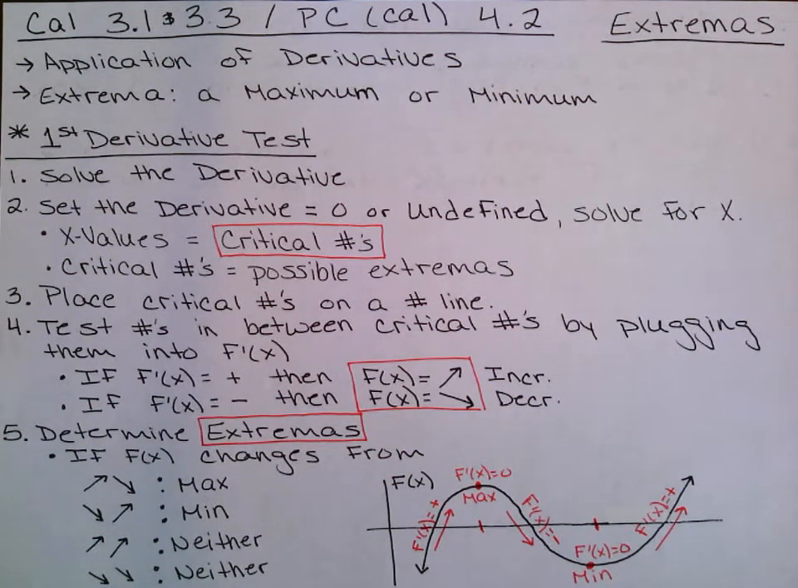Hey guys, for calculus, I like to combine 3.1 and 3.3 together. I'll explain the difference as we start. And for pre-cal, this comes from 4.2, okay? And these are called extremas. So anything that's extreme is always like the most or the least, okay? So that's literally what we're going to be finding today.